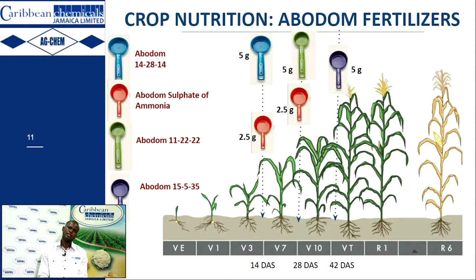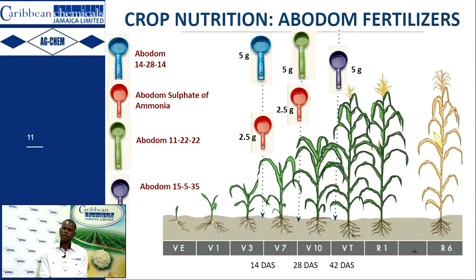And then at the 28-day period, you'd come with your Abadam 11-22 at the same 5 grams per plant. And then again, you come with your Abadam sulfate of ammonia. This will ensure that the plant has adequate nitrogen for quick growth and also balanced nutrition for a healthy root system, healthy shoot growth, and healthy foliage development.